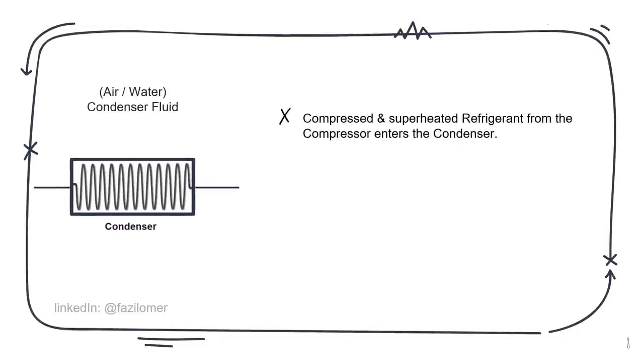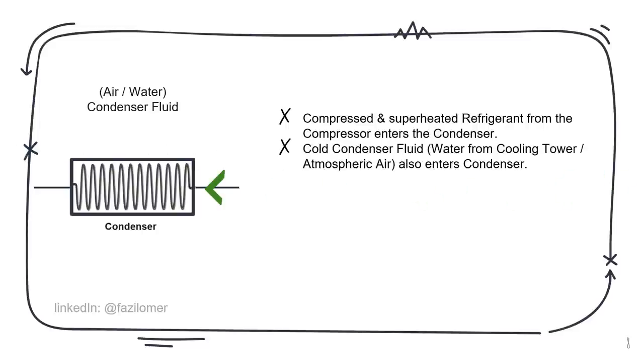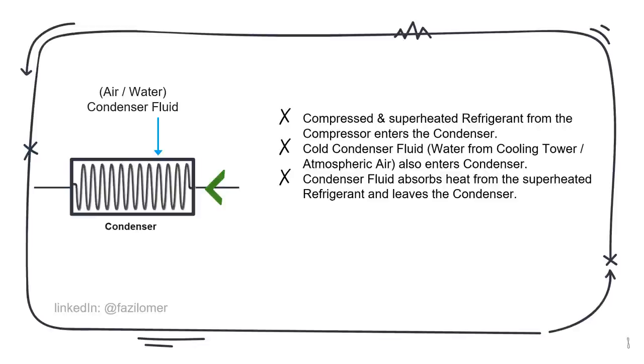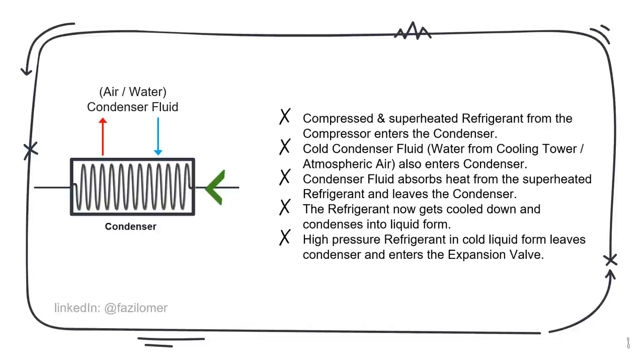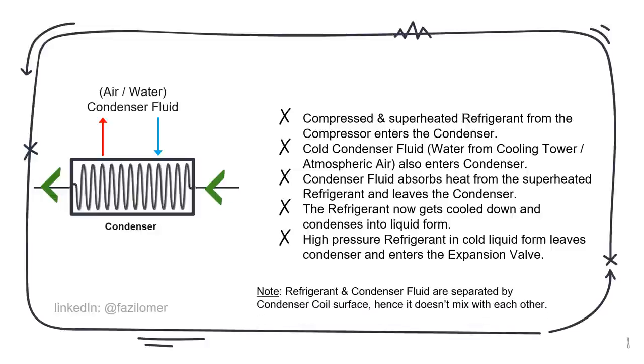Compressed and superheated refrigerant from the compressor enters the condenser. Cold condenser fluid, which is either water from the cooling tower or atmospheric air, also enters the condenser. Condenser fluid absorbs heat from the superheated refrigerant and leaves the condenser. The refrigerant, after giving away its heat to the condenser fluid, gets cooled down and condenses into liquid form. High pressure refrigerant in cold liquid form leaves the condenser and enters the expansion valve. As discussed in the previous slide, the refrigerant and the condenser fluid are separated by the condenser coil surface. Hence, they do not mix with each other.